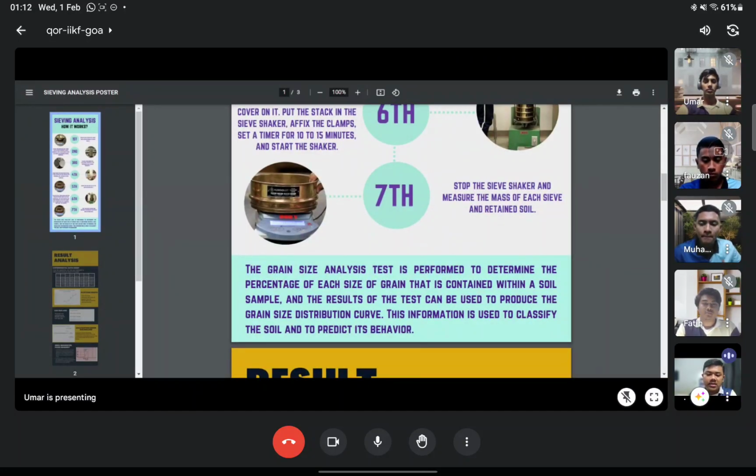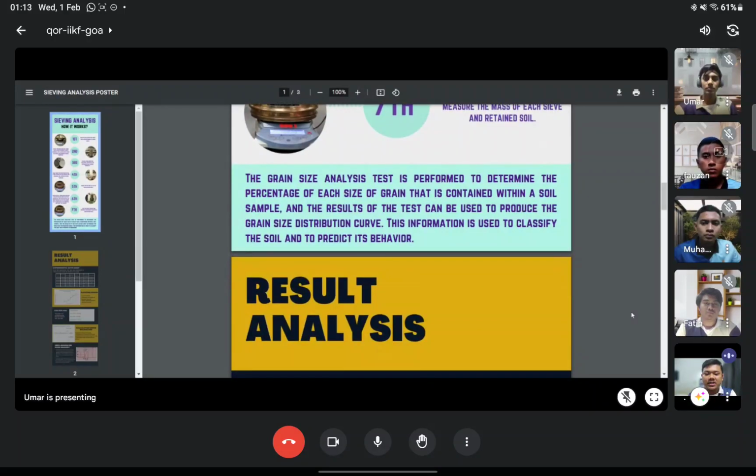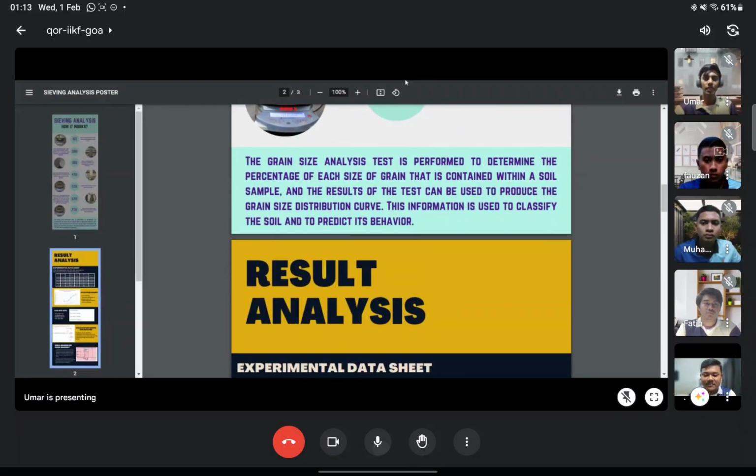So the grain size analysis test is performed to determine the percentage of each size of grain contained within a soil sample, and the result of the test can be used to produce the grain size distribution curve. This information is used to classify the soil and to predict its behavior. Okay, that's all from me, and I would like to pass to Muhammad Umar Siddiq.